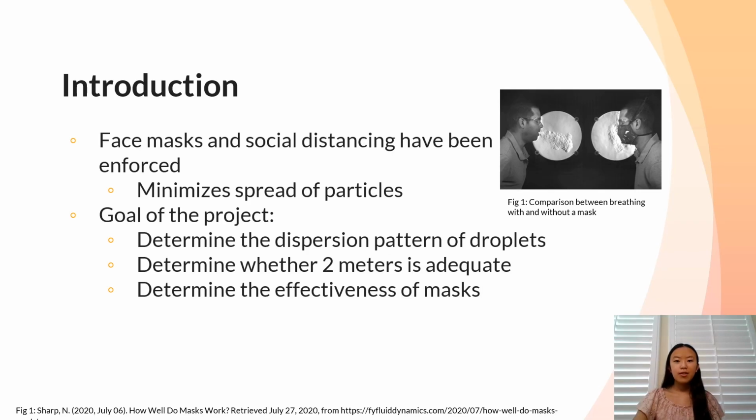As we face the coronavirus pandemic, new restrictions such as face masks, social distancing of 6 feet or 2 meters, and stay-at-home orders have been enforced to minimize the spread of the virus. There are many journal articles describing the characteristics of virus droplets and how effective masks are. Many of these journals use Schlieren imaging, as pictured here, to capture the droplet flow.